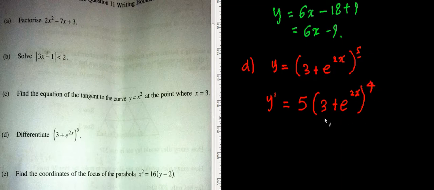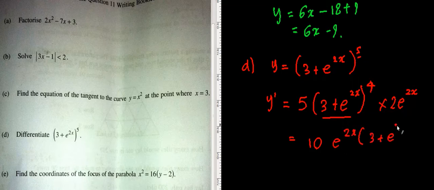And now I differentiate what's inside, so I'm multiplying this by 3 differentiated, which is 0, plus e to the 2x differentiated, which gives me 2e to the 2x, because I get the 2 from differentiating the 2x. Simplifying this one more time, 5 times 2 is 10, so I will get 10e to the 2x (3 plus e to the 2x) all to the power of 4.